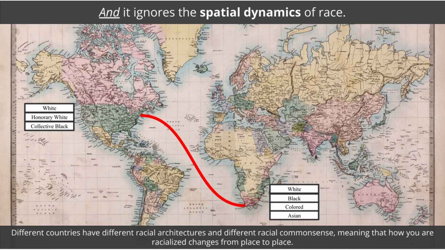Different countries have different racial architectures and different racial common sense, meaning that how people are racialized changes as they move from place to place.